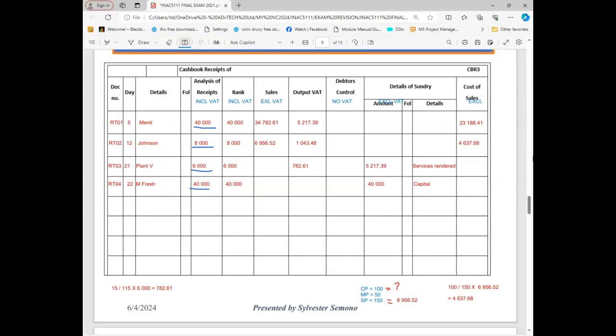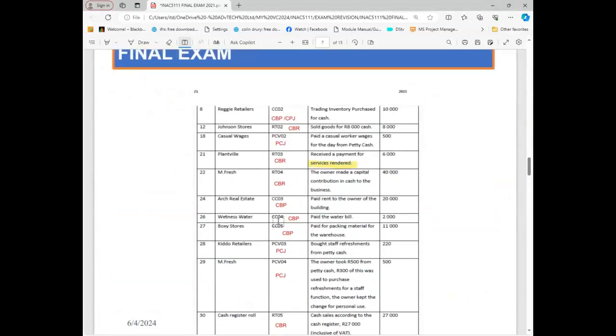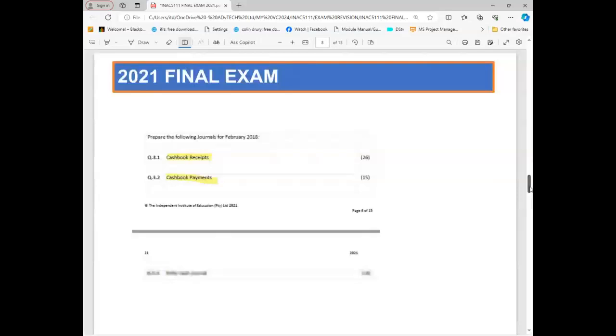Okay. So the next stage, let's go and check the next stage. Here, I don't see any CBR. I see the CBR here on the 30th. RT05 cash sales. Including VAT, how much? 27,000. So let's go and record on the 30th.